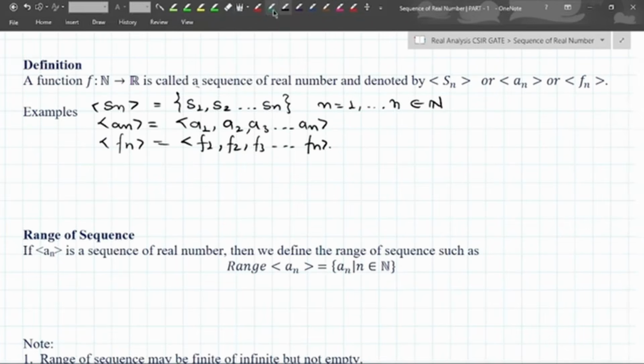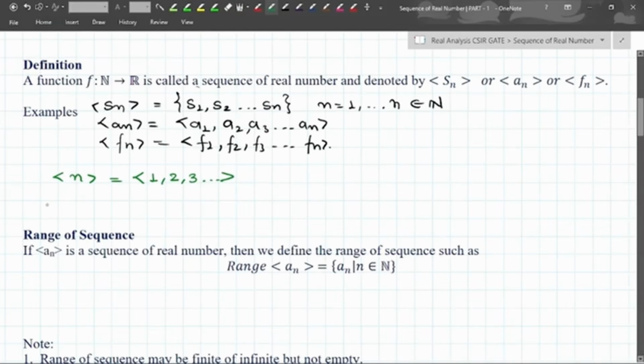Now the examples of sequences, any kind of sequence we can take. For example, n. What is this? It starts from 1. I will put n equals 1, then n equals 2, then n equals 3. It will go up to infinity, because it is mapping to R. Similarly, 1 by n: if I write like this, then it is 1 by 1, 1 by 2, and then 1 by 3, and goes on up to 1 by infinity.